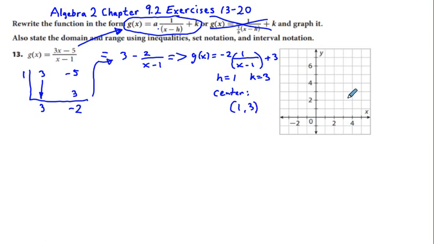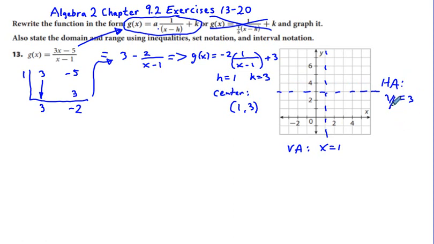So that means that x equals 1 is going to be our vertical asymptote for this rational function. So that's our vertical asymptote. And our horizontal asymptote is y equals 3. So horizontal asymptote, y is equal to 3.